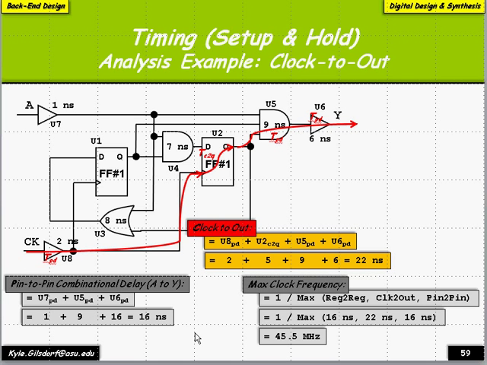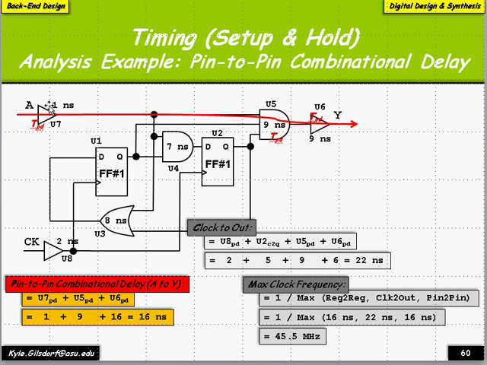Let's look at the one final data path, and that's the pin-to-pin combinational delay. So that's going strictly from one input to the output, combinational logic only. Now, what's going to happen here is we're not going to go through any flip-flops, so we're looking strictly at a combinational logic delay. And that's going to be U7, U5, and U6. So we will basically add those together, and we're going to get 16 nanoseconds for a pin-to-pin delay.